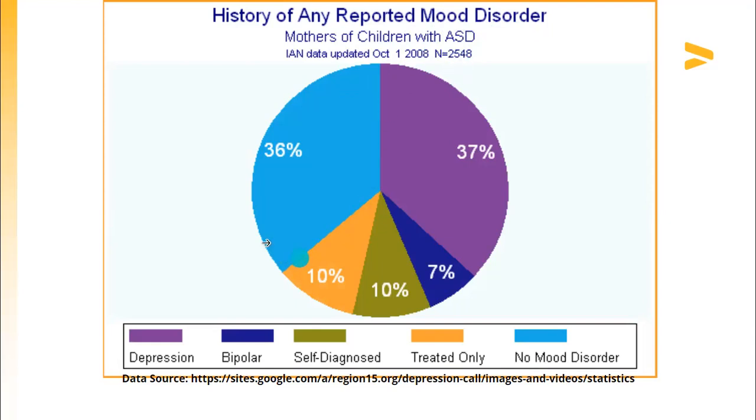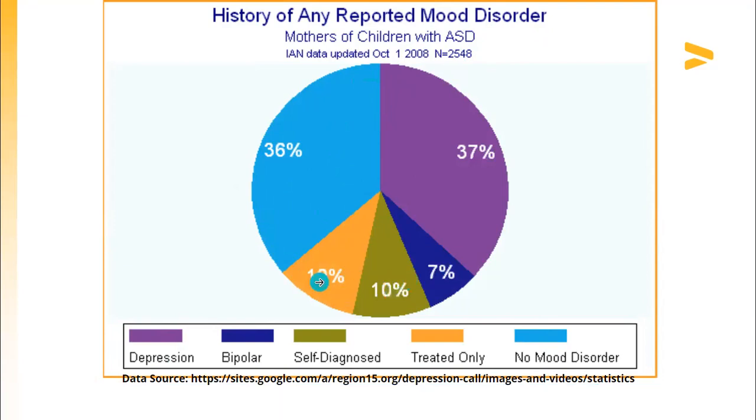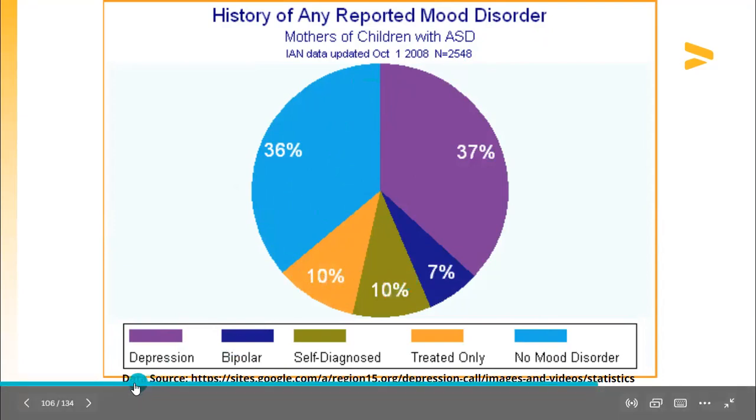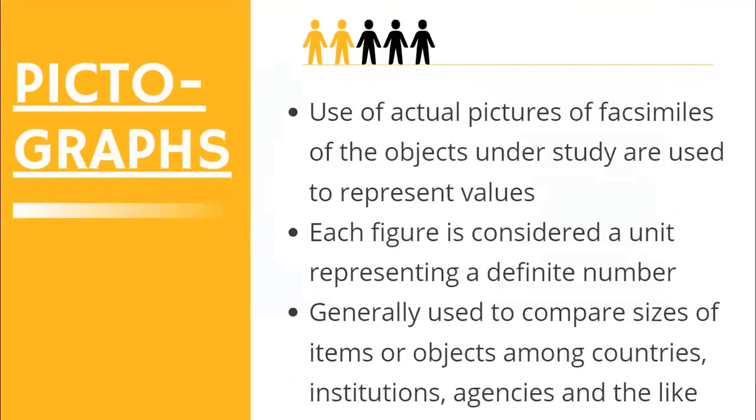Each particular portion of the pie, each color here, represents a particular percentage or the number or frequency for each data. So we have blue here represented as people with no mood disorder, violet here with people with depression, bipolar, self-diagnosed and treated only. And at the end here, we place in the footnotes where we got this table. So this is actually a good pie graph. And then we also have pictograph.